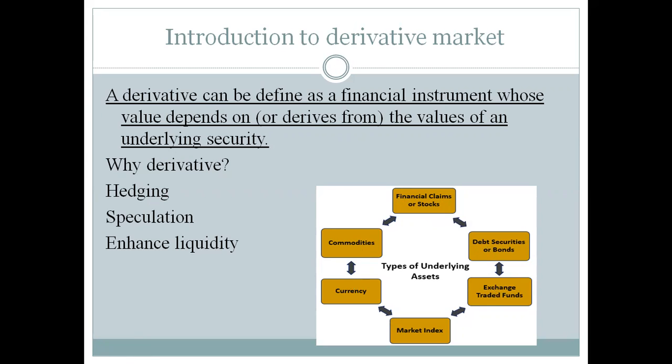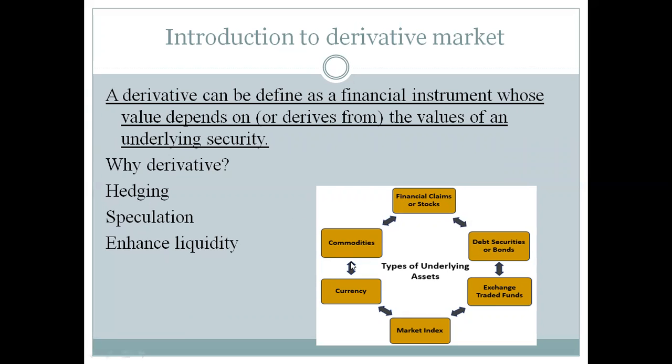Let us take an example of commodity derivatives, wheat derivatives. Under wheat derivatives, the underlying asset will be wheat. If the price of wheat increases, the value of the wheat derivative will also increase. If the price of wheat decreases, the value of the wheat derivative will also decrease. So, the value of derivatives completely depends upon its underlying asset's value. In this example, it is wheat.